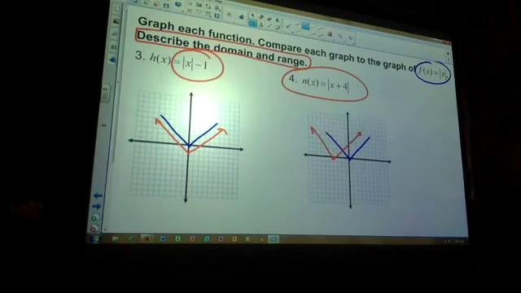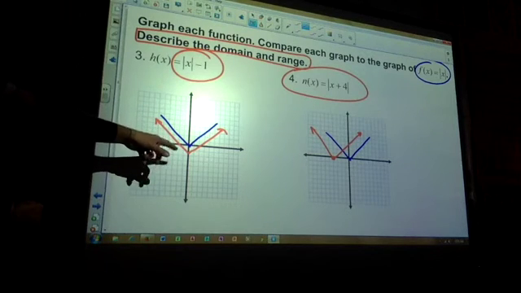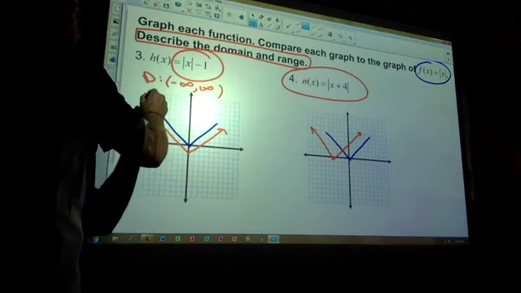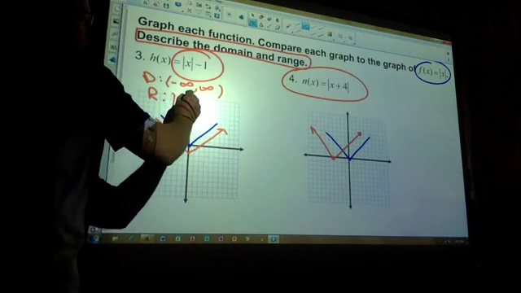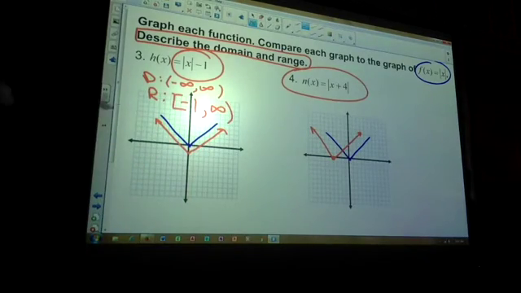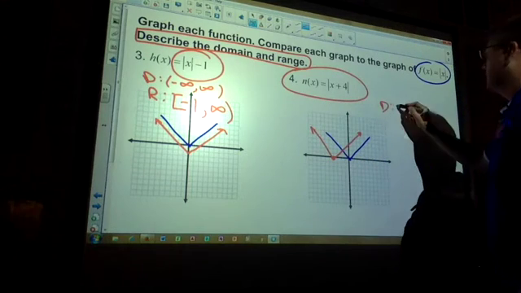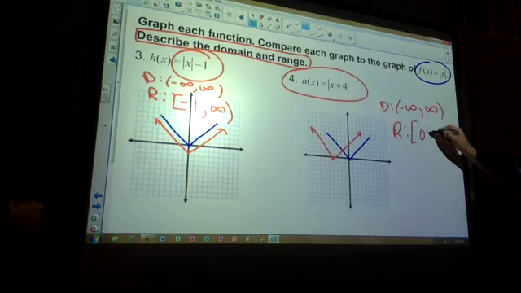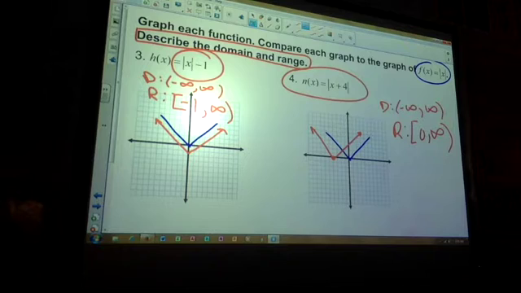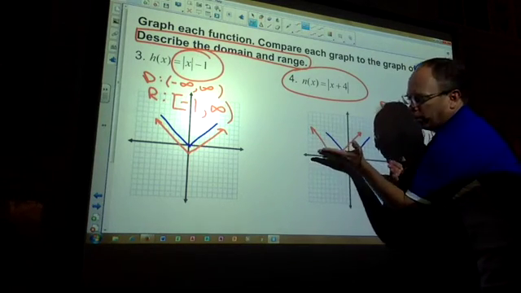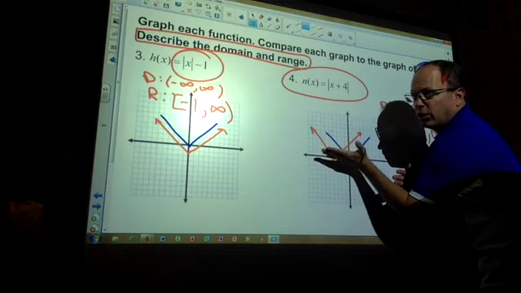All right, domain. What do you think for the red? Negative infinity to infinity. Range, including -1 to infinity, square bracket includes, right? What about number 4? Domain, negative infinity to infinity. Range, including 0 to infinity. Perfect, square bracket. Why is it 0? It just shifted this way, so where are we starting from? This is the line y equals 0, so it starts at 0 in the y direction.